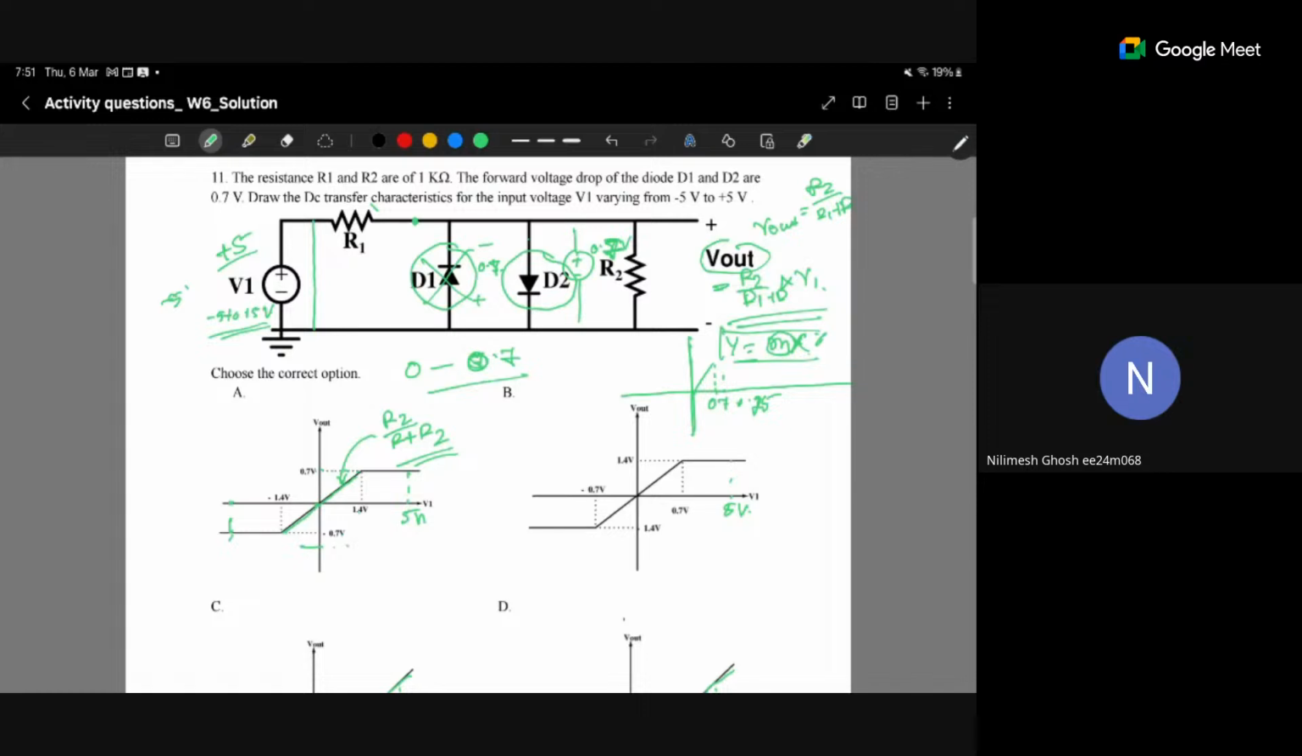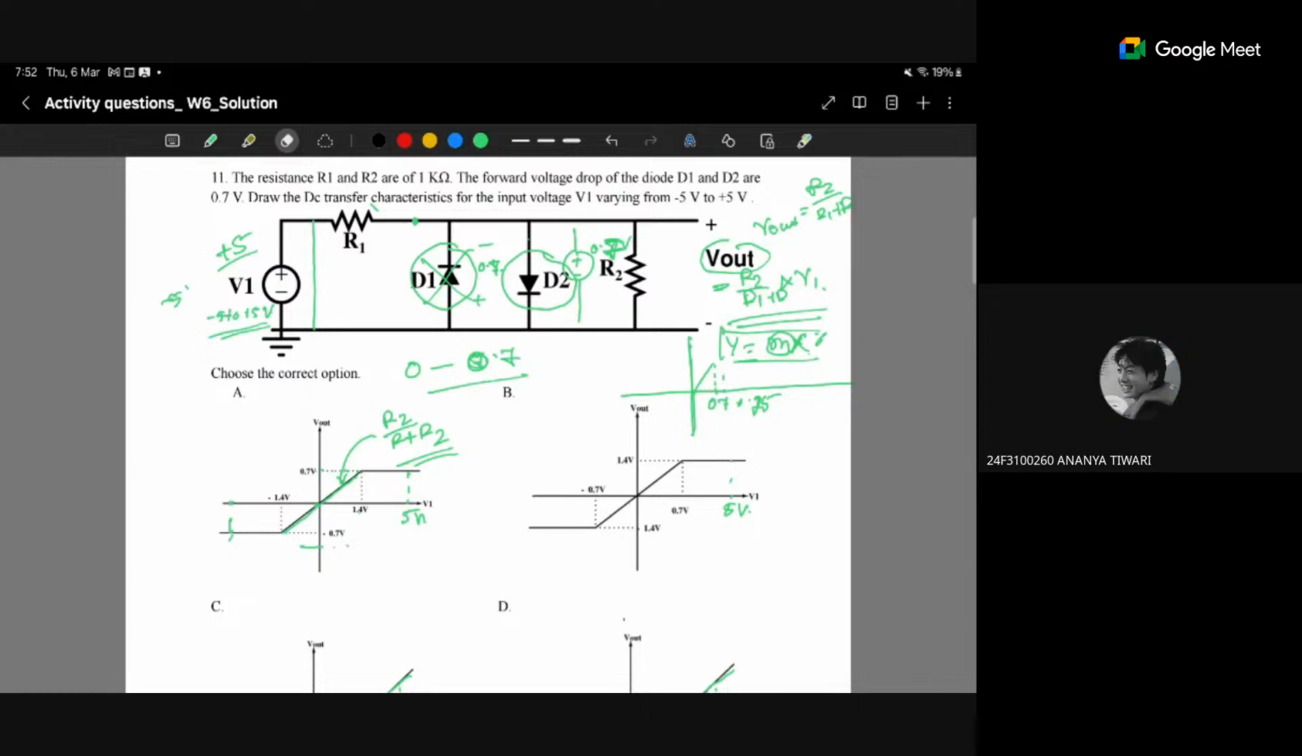No, I have made a mistake here. Can anyone point out what mistake I have made here? Where, sir? I have made some mistake during the analysis part. Can anyone point it out? Our intuition part is right, but while analyzing the circuit, we have made some mistake.